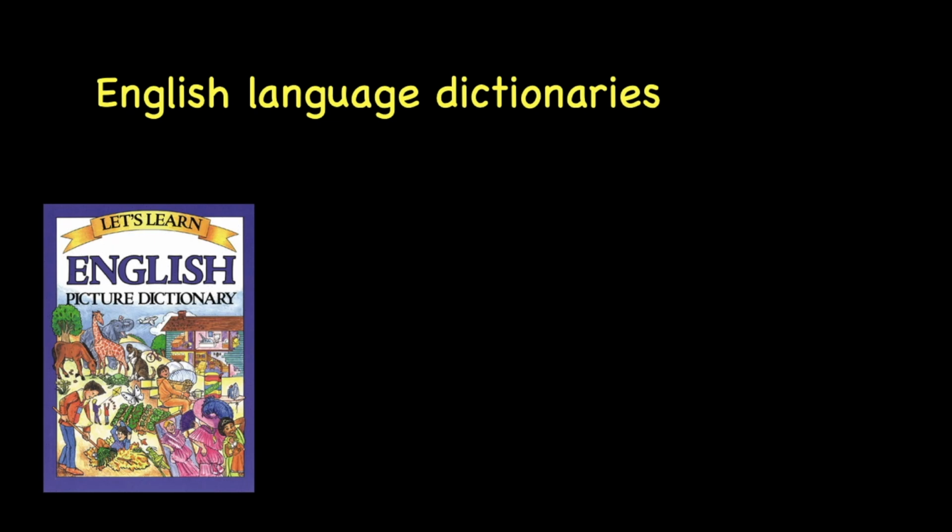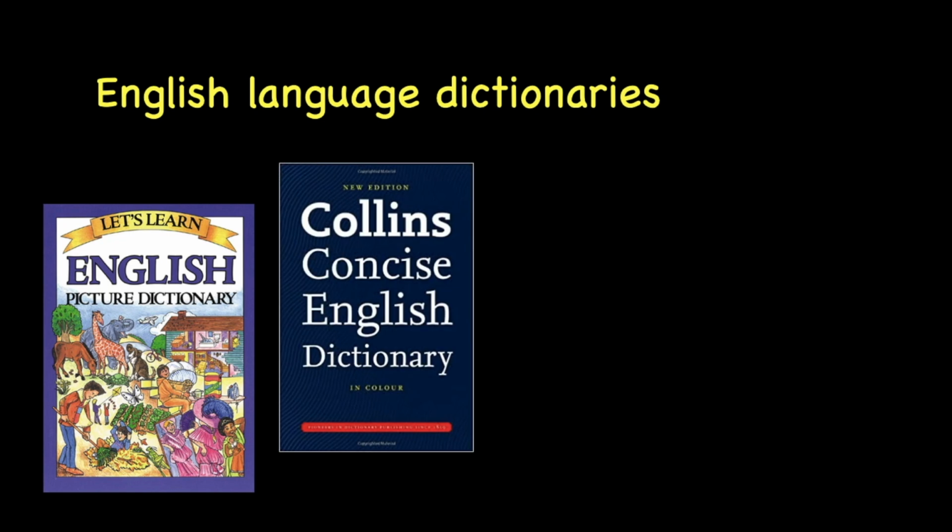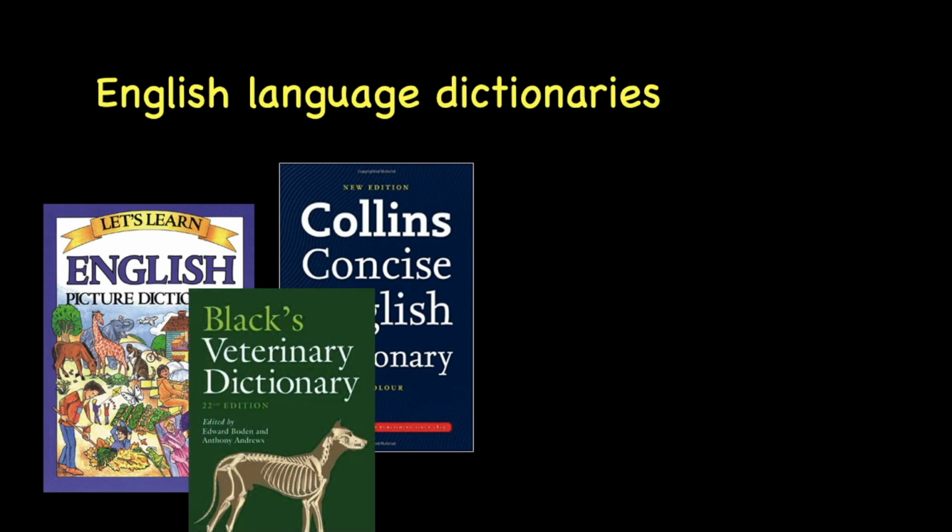Before that, let's take a look at some of the English language dictionaries. Dictionaries are actually designed for different groups of people. We have picture dictionaries, which are very suitable for young learners. And also we have concise English dictionaries, which are suitable for pupils and even college students. For different professions, we also have different dictionaries.